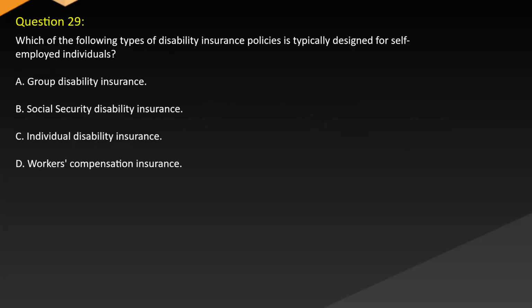Question 29. Which of the following types of disability insurance policies is typically designed for self-employed individuals? A. Group disability insurance. B. Social Security disability insurance. C. Individual disability insurance. D. Workers' compensation insurance.